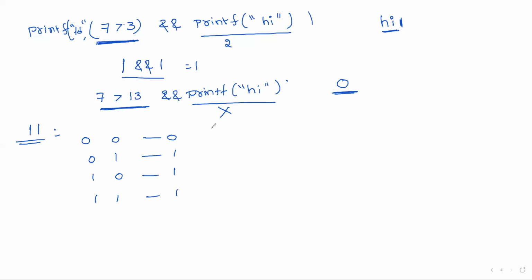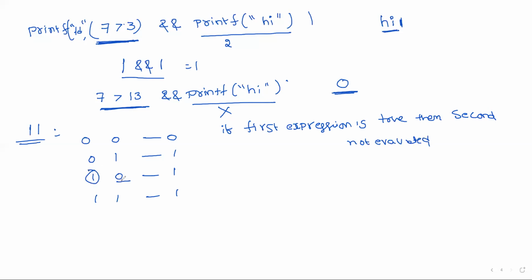What is the case? The case is if the first expression is true, then the second expression is not evaluated. Suppose the first expression is true and the second is false, no problem, the answer is true. If the first one is true and the second one is true, the answer is true. That means in the AND operator, if the first one is false, the second one is not evaluated. In the OR operator, if the first one is true, the second one is not evaluated.